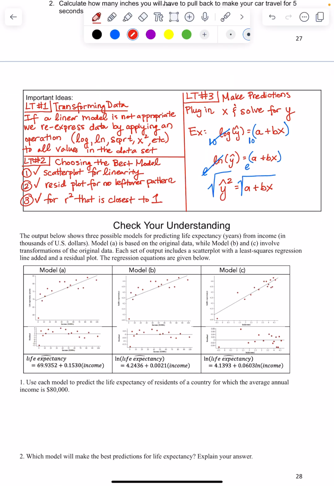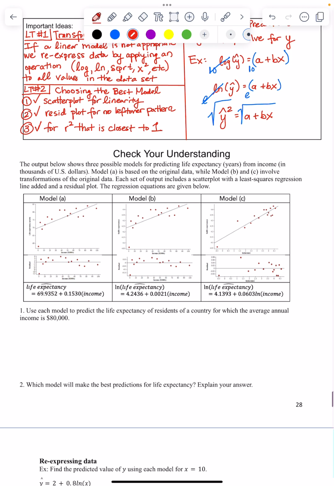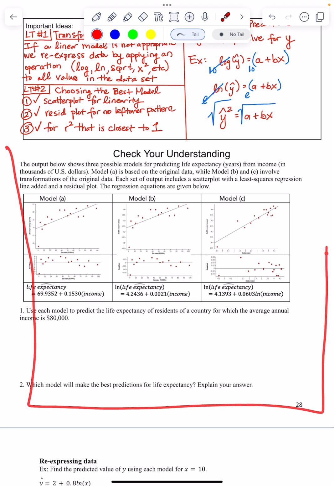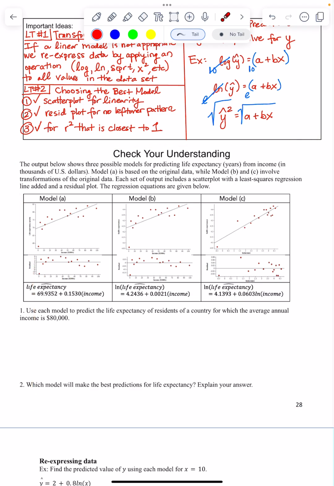Okay, pause this video and try this check your understanding problem. So pause this video for about 5 or so minutes and have students try these 2 check your understanding problems.